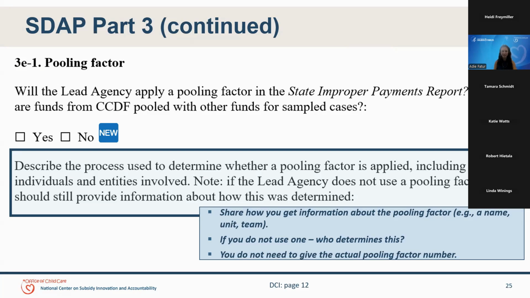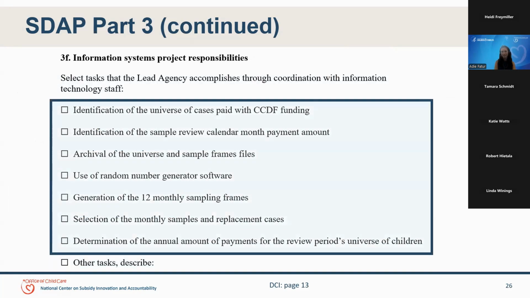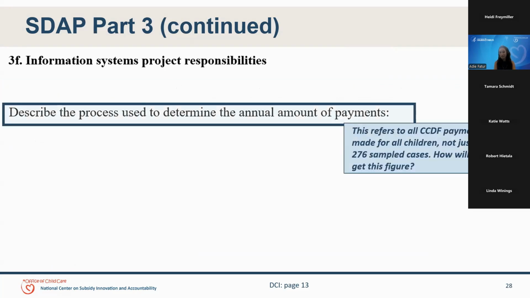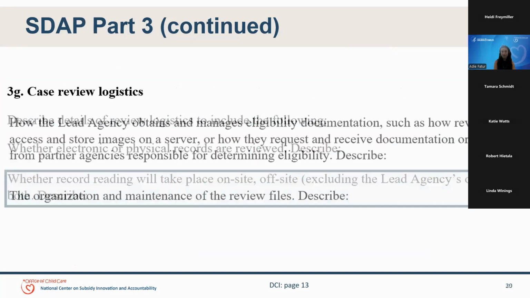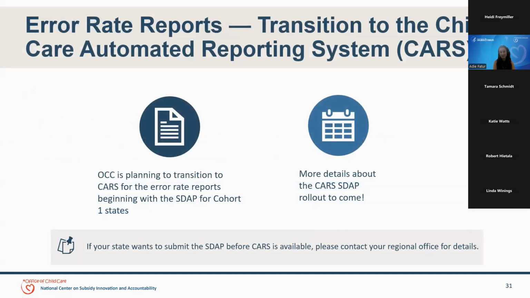And I think the DCI gives a little bit more information about why that's important, but I think in a nutshell, because states are reporting the estimated amount of the improper payments for CCDF, we want to make sure that number is only representing CCDF funds. So we don't want that number to be inflated, if that makes sense. So that's a very basic description, but that's one of the primary reasons once you get to the 404.